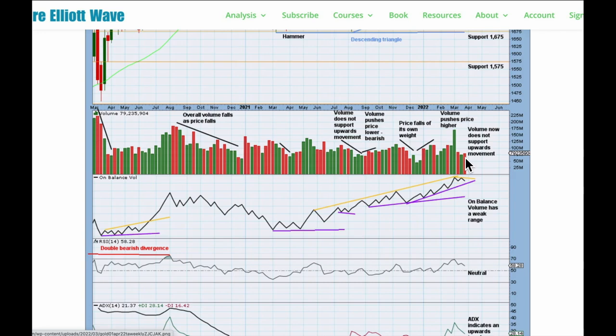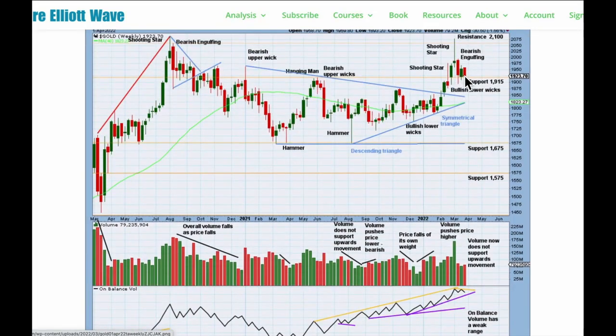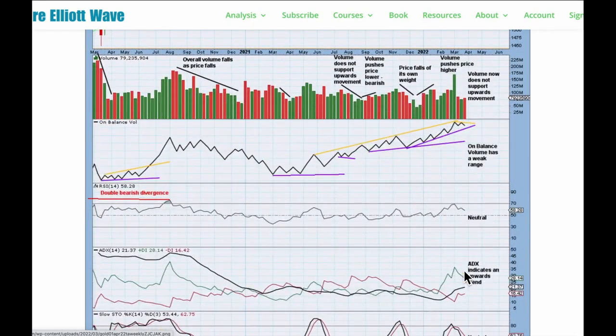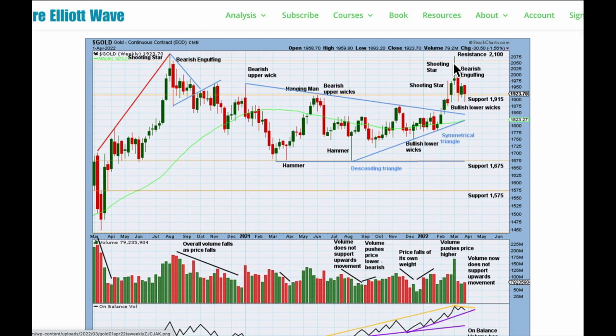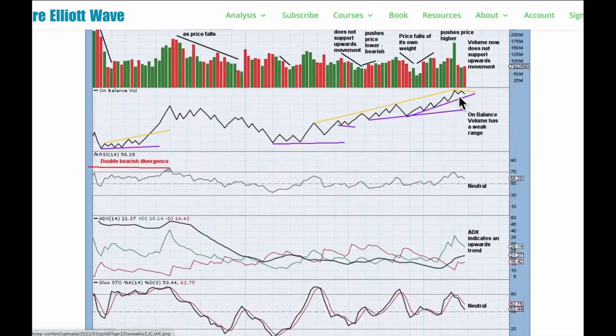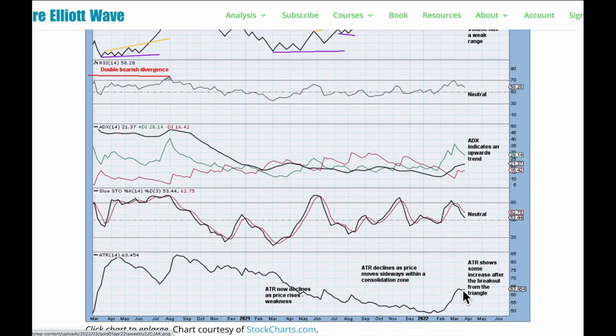Volume for this last completed week is slightly increasing for this downward week, a small increase beyond the prior week, a little bit of a push from volume, just not very much yet. That's okay, gold's new trends can start out slowly. The ADX at the weekly chart level still indicates an upward trend. RSI didn't quite reach overbought, the trend is not extreme. So at the weekly chart level, ADX is still indicating there's an upward trend, but the bearish candlestick patterns tell us that that is in doubt. Stochastics are back in neutral territory and ATR is showing an increase after the breakout from the triangle.